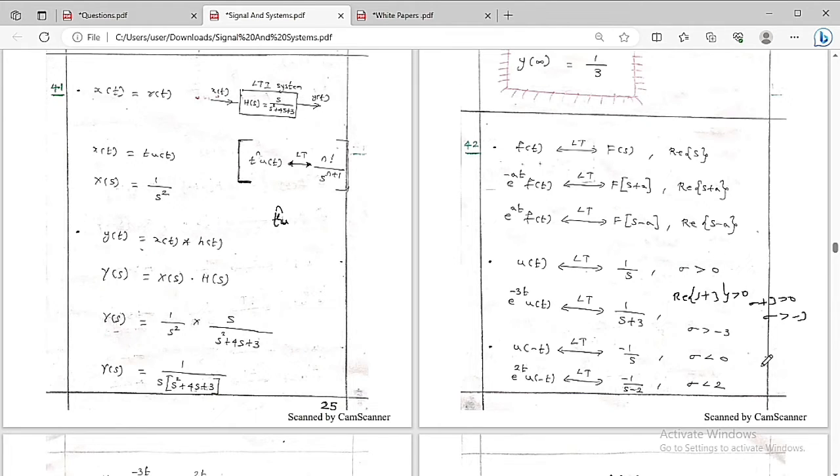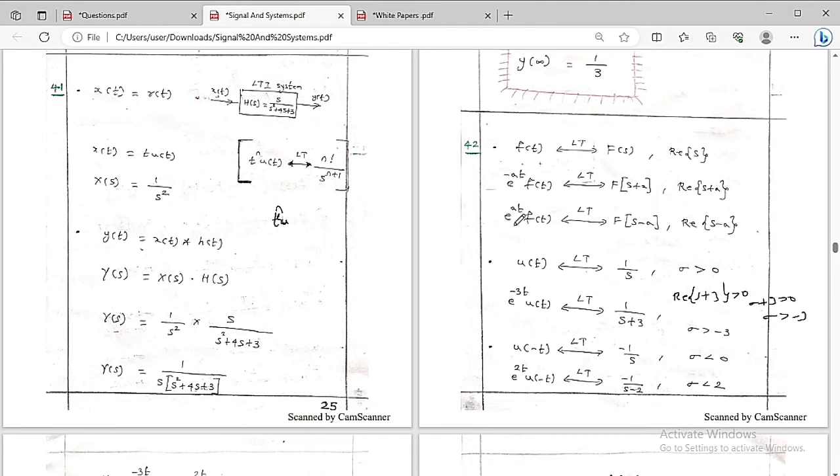So these are the mirror, or basically reverse. If sigma greater than a here, it will become sigma less than a, that's it. So reverse, we can say. So here sigma less than 0, then e to the power of 2t into u of minus t.